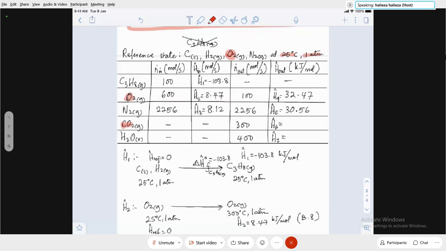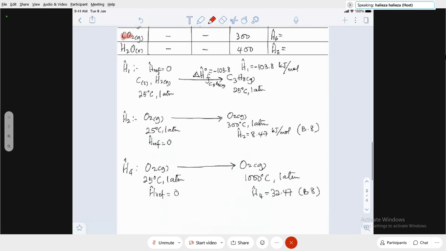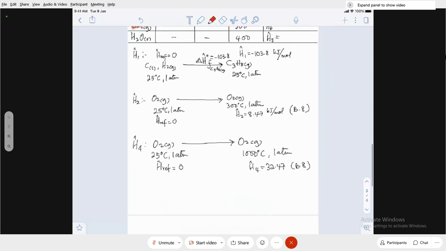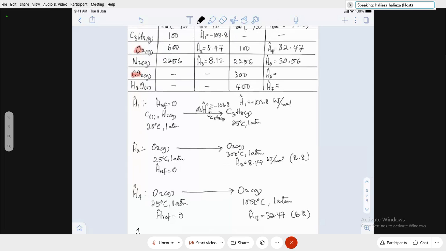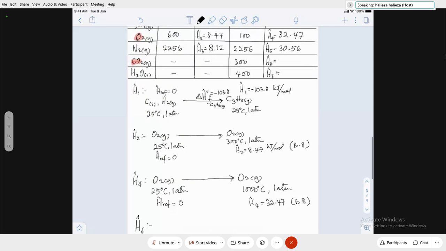Okay, so let's do H6 then. I'm going to zoom. I want to show both the table and how we're going to get the enthalpy. I'm not going to write out H5 because you know you're going to get it from appendix B8. So I just wrote down the value from appendix B8 for H5.